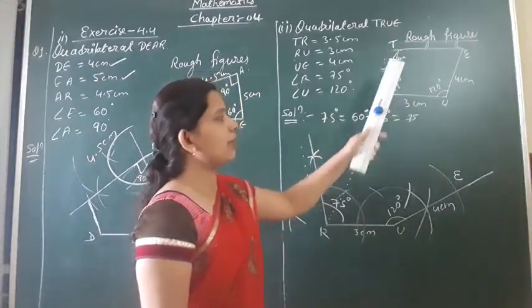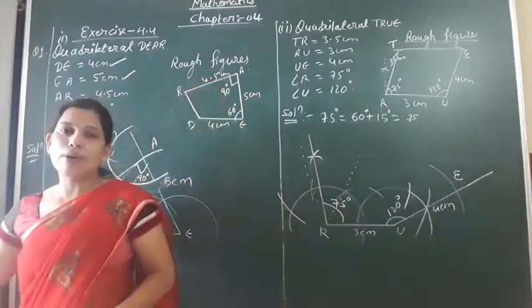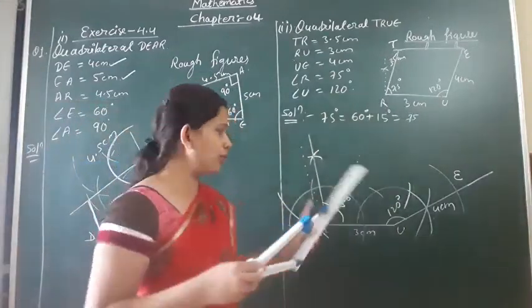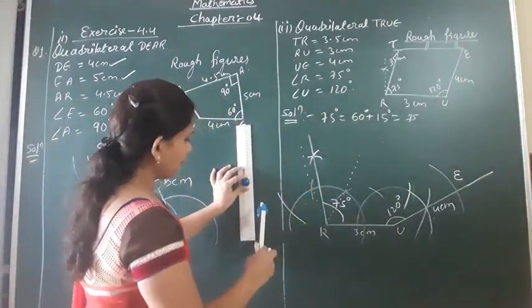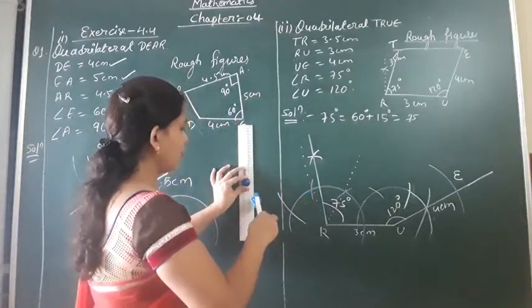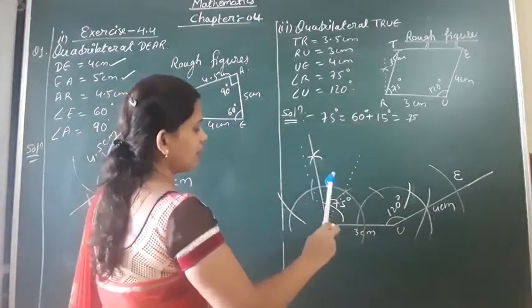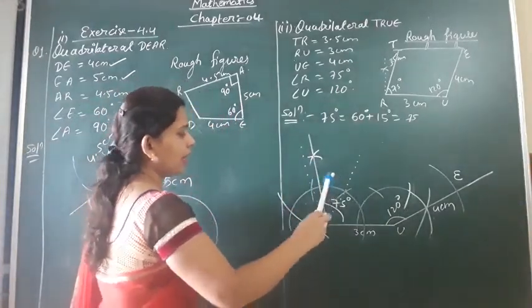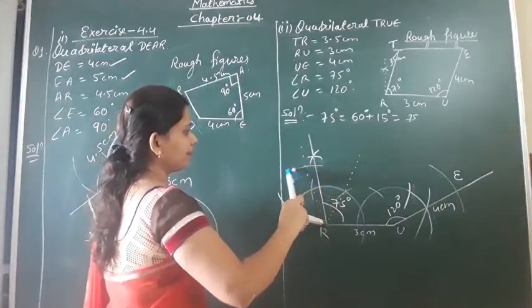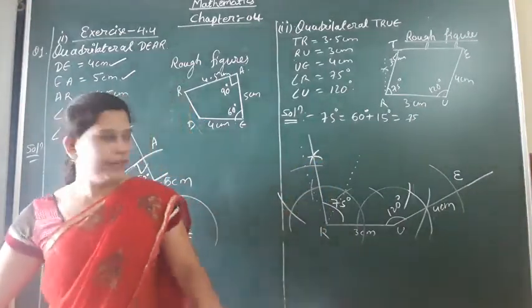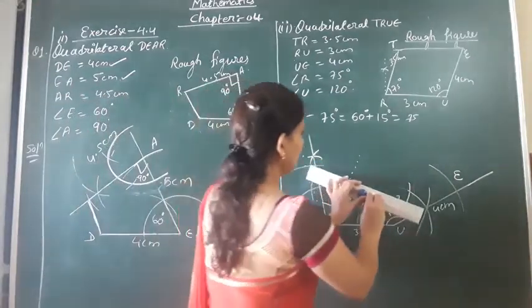Okay, after that 3.5 you have to measure on the mouth of your rounder. You have to measure 3.5 centimeter on the mouth of your rounder. Keep the rounder at point R. Draw an arc. Okay, after that you have to join the lines.